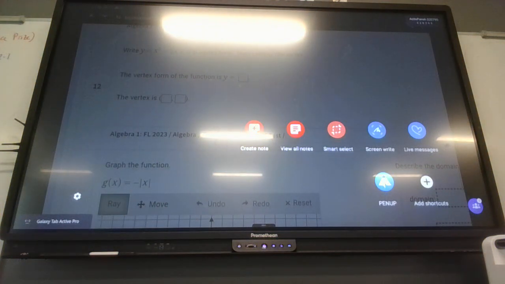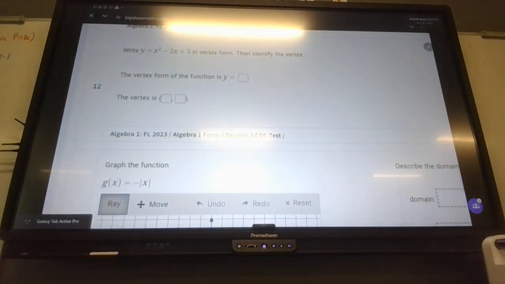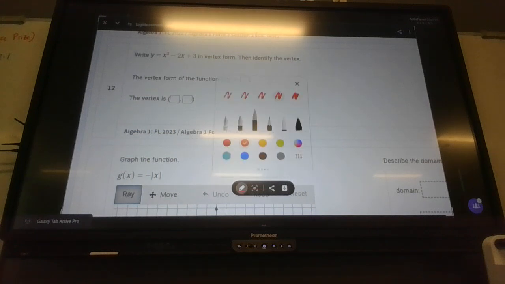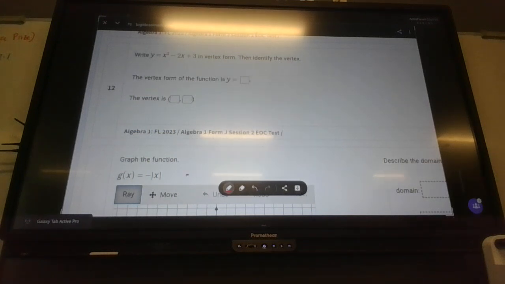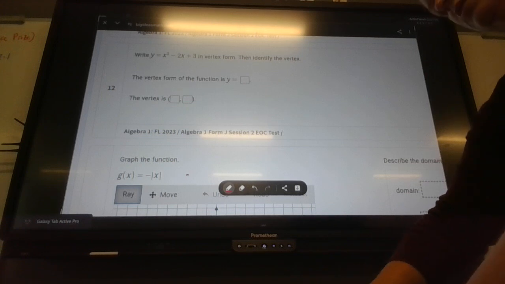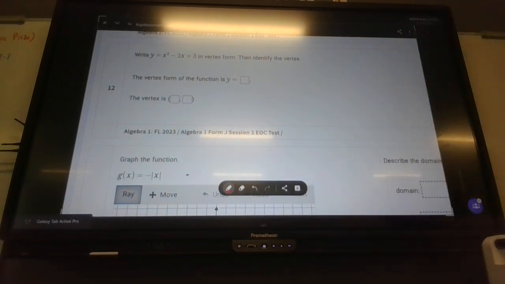Vertex form. Vertex form is on your reference sheet, but it doesn't tell you which one is vertex form. It's the one in the middle, right, with the H and the K. So whenever it says form, take a minute and look at your reference sheet because that might help you.